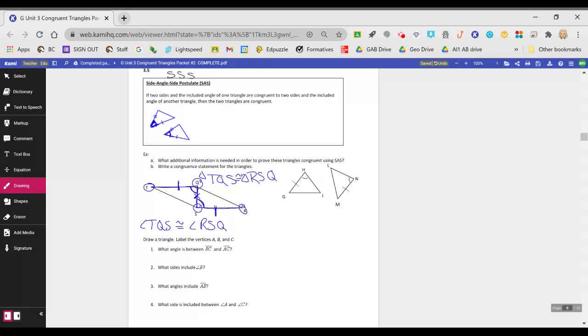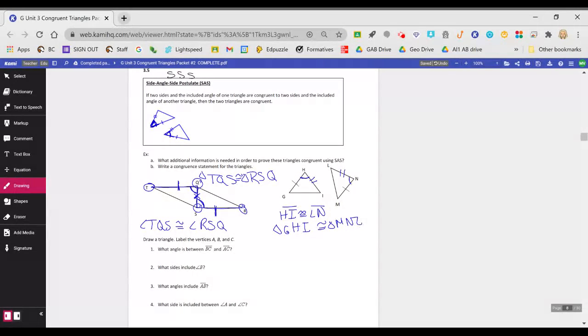So now when I look at this second example, what I would need to know is that the other side of my angle is congruent. So I would need to know that HI is congruent to LN, which would be the other side of my angle, because I always need the angle to be in between the two sides. And that would give me triangle GHI is congruent to triangle MNL, because GH and MN are the single marks.